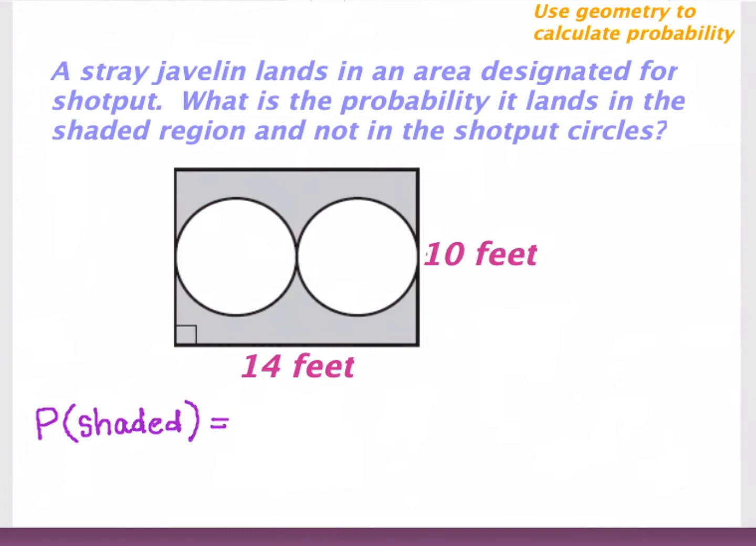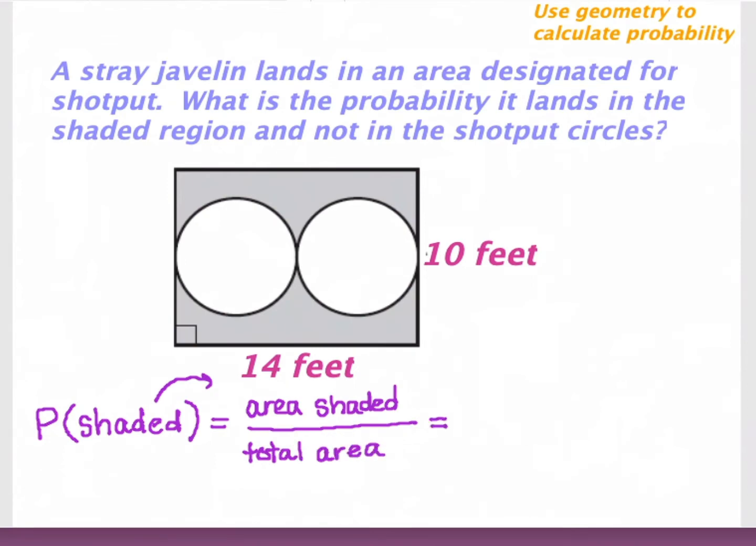And so what we're going to do is find, what do we compare? The number from the event. So on the top we'll do the area of the shaded. And on the bottom we always do all possible outcomes. In this case, that's the total area. It did say that it lands in the area designated for shot put. I'm assuming that is that rectangle, the 10 by 14 rectangle. We know the javelin has landed in there, somewhere within those 14 times 10, somewhere within the 140 square feet. So that's our bottom number, 140 square feet of rectangle.